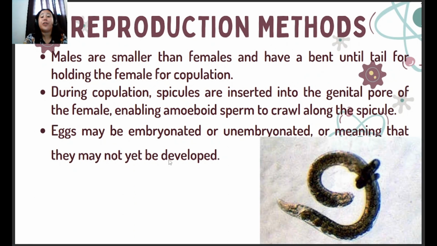And about the roundworms' reproduction methods, males are smaller than females, and they also have a bent tail for holding the female for copulation. During copulation, spicules are inserted into the genital pore of the female, enabling an amoeboid sperm to crawl along the spicule. Eggs may be embryonated or unembryonated, meaning that they may not yet be developed.